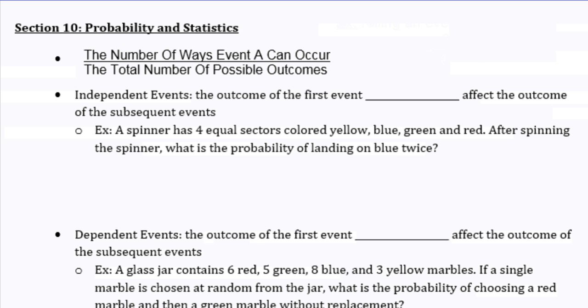Okay, so this very last video is on the last two topics that we learned, which are probability and statistics. So we're going to start with some probability.